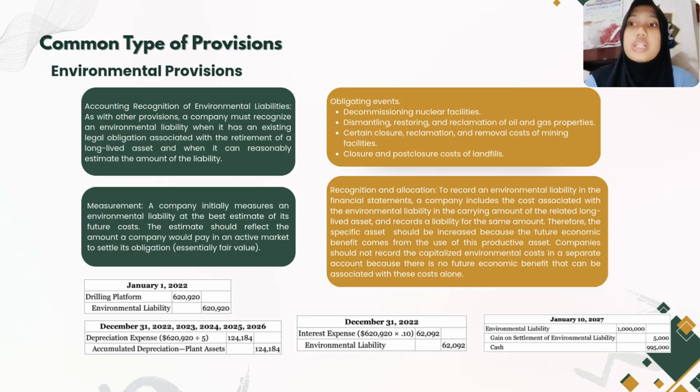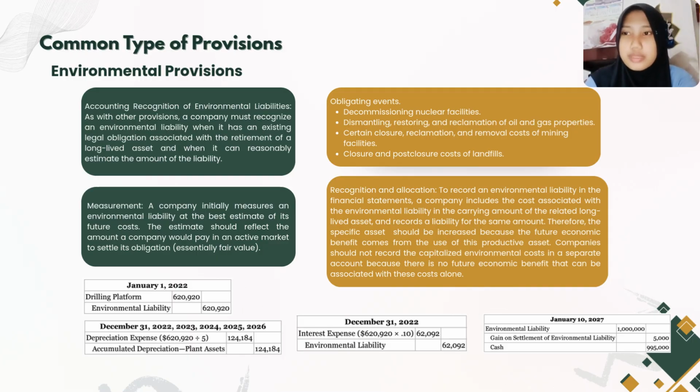In addition, Wildcat must accrue the interest for each period. Wildcat records interest expense and the related increase in the environmental liability on December 31, 2022 as follows. So the interest expense is $620,000 multiplied by 10%, which is $62,000, and then it's on the debit side. On the credit side is the environmental liability with the same amount.